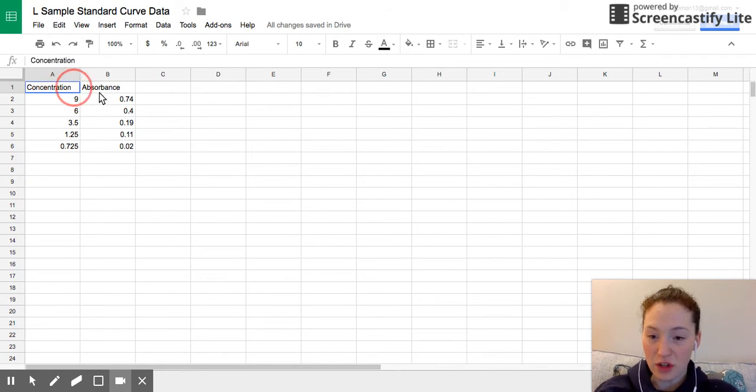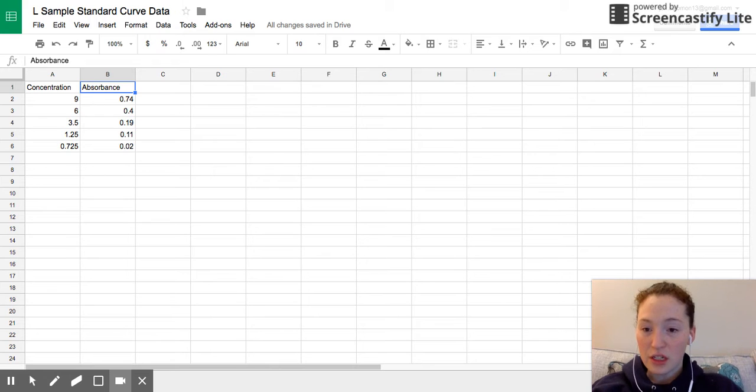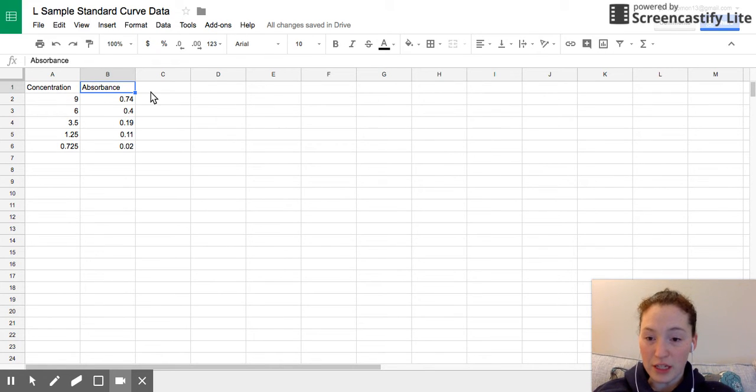So let's say I have a concentration and an absorbance. Notice I don't have any units for this concentration, but that's okay. You should have units on your graphs. Also notice that my concentration is in order, but the smallest is at the bottom. That's okay. You should set it up so that it is in some sort of order. Absorbance values are over here in the second column. I do have titles on those. I would recommend that you put units in both of these.